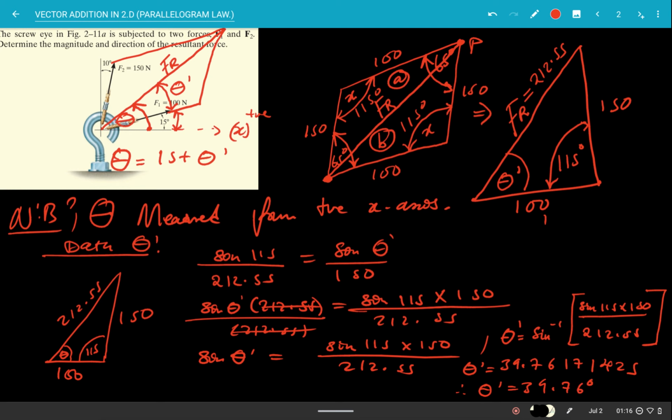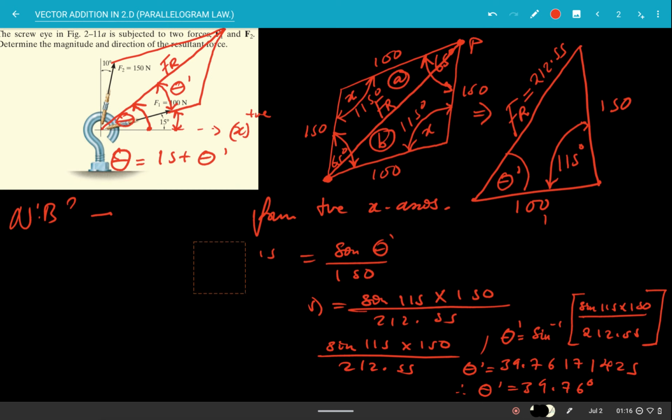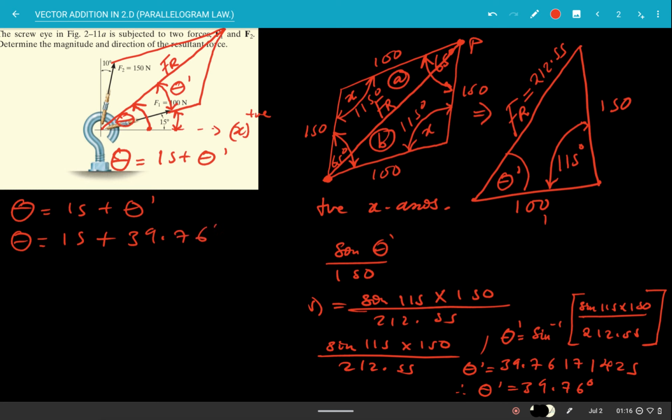Now this is not really the direction. Remember, the direction is 15 plus theta prime. Alright, so we'll just compute that here. Let's erase this. So the direction theta is equal to 15 plus theta prime. So theta is equal to 15 plus the theta prime we had found, which is 39.76 degrees. Therefore, theta is equal to, this will give you about 54.76 degrees. And this is the direction.